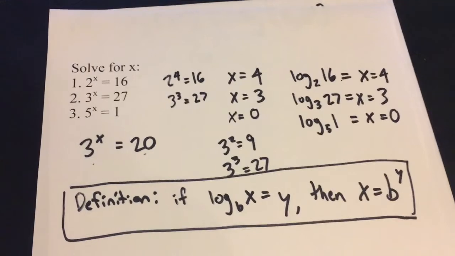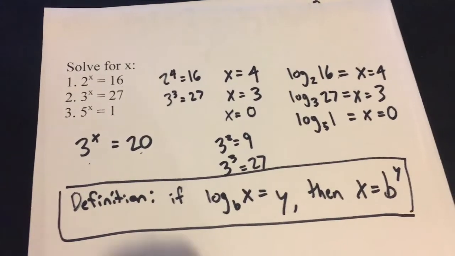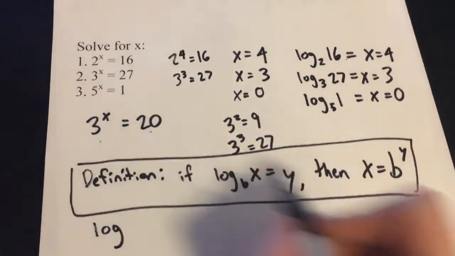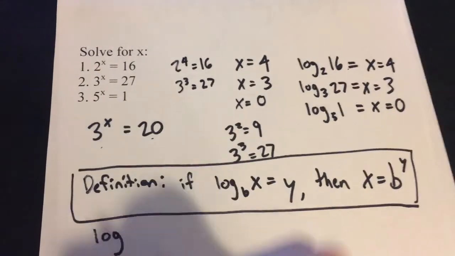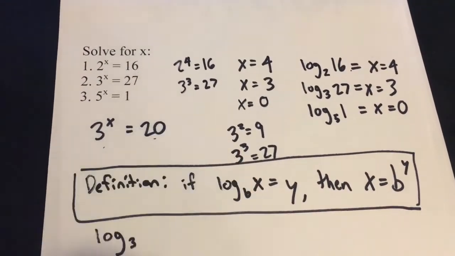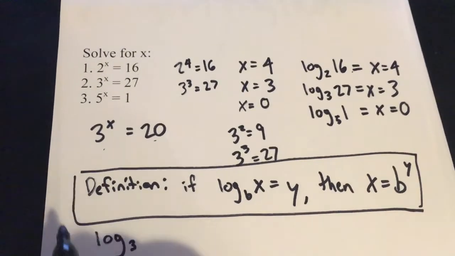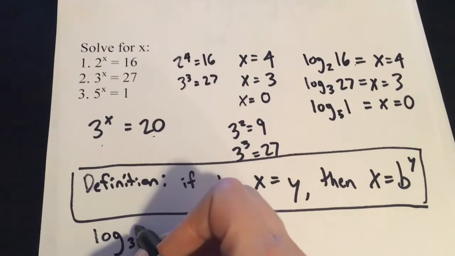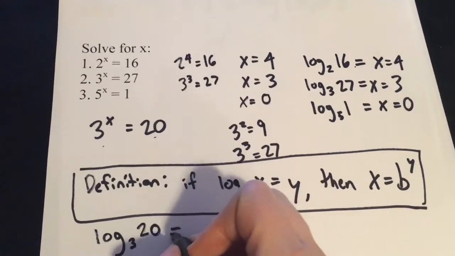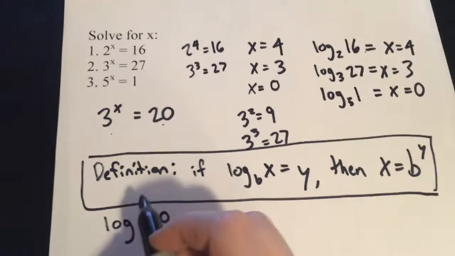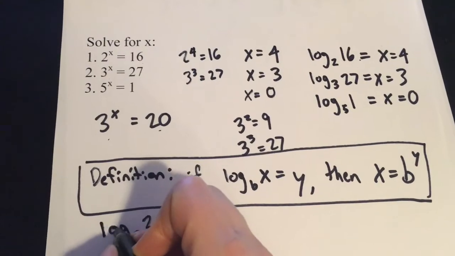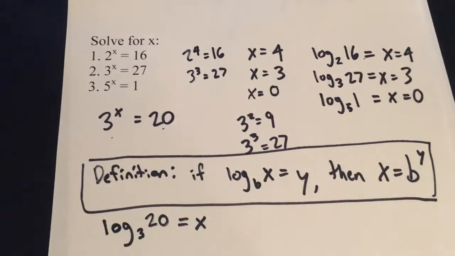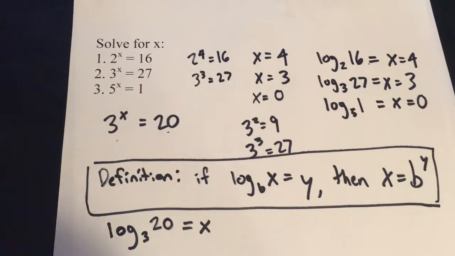Take a minute to do that. Okay, we're going to write log, and we want our base to be whatever's being raised to the power. In this case, I would write log base 3, and then the other side of the equation goes here. So log base 3 of 20 would equal x. Now I have an equation that I can actually solve for x. I could plug this directly into my calculator to get a numerical value for x.